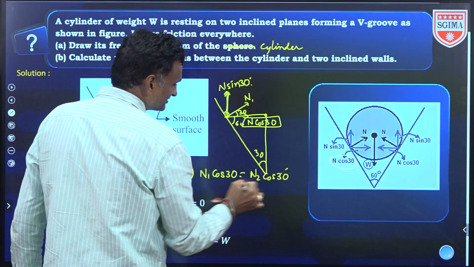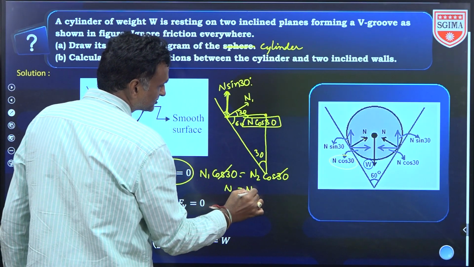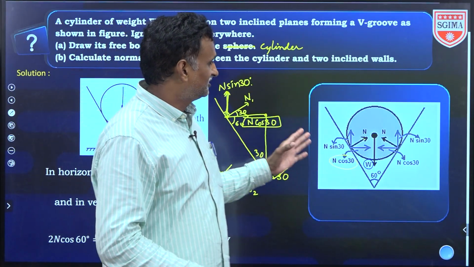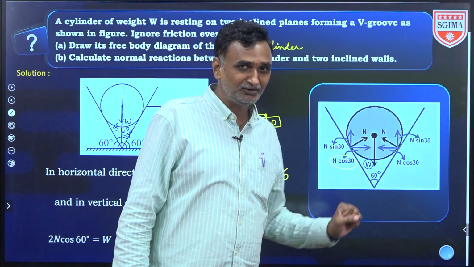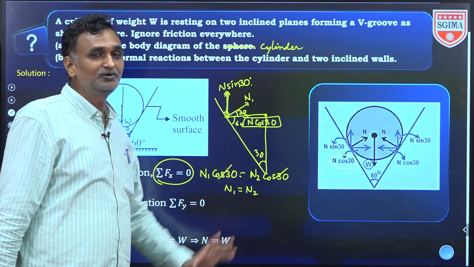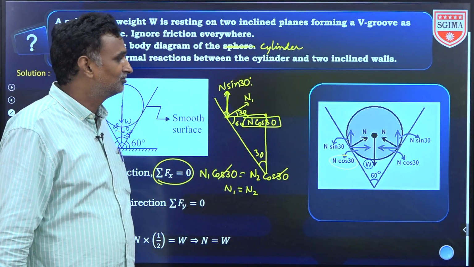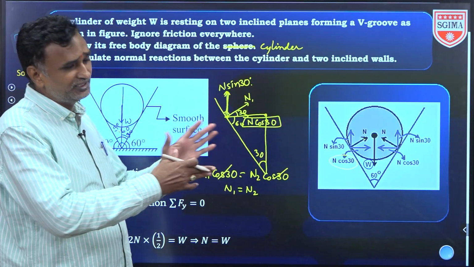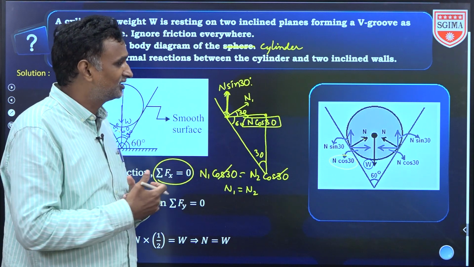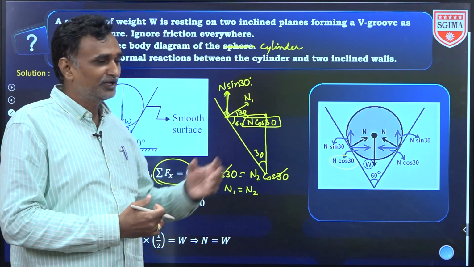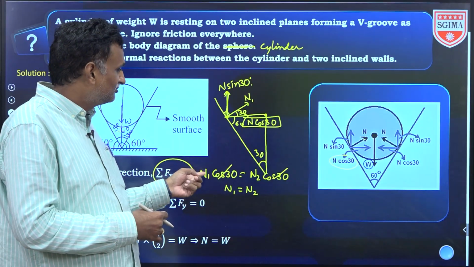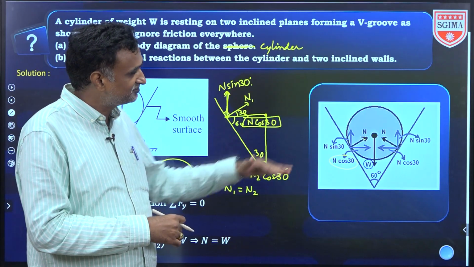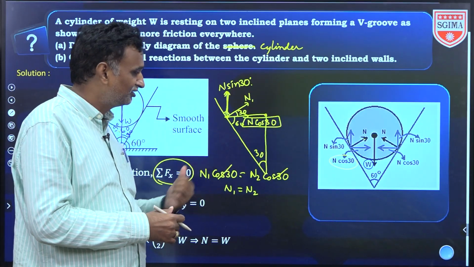N2 cos 30, cos 30, cos 30 cancel, so N1 equals N2. And if you have an ambiguity here, sir, that the first wedge exerts N1 and the second wedge exerts N2, then also we can show that N1 equals N2. So there is no problem. Directly you can take N and N also. Otherwise, N1, N2 you can take, because you just begin to start the question. Definitely you need to take N1 and N2. Then N1 cos 30, N2 cos 30 equal, so N1 equals N2. So now onwards we can take N1 equal to N2. We have given a proof, okay.